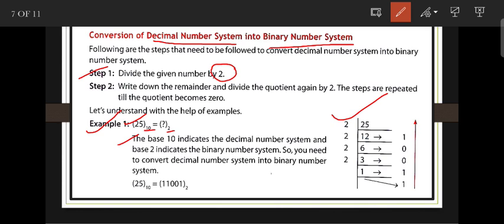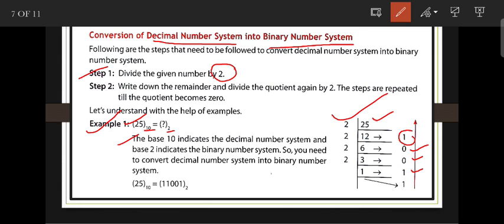Here you can see the conversion is already done. We divide 25 by 2, and the remainder is 1. Then you need to repeat these steps: 12 divided by 2, the remainder is 0. 6 divided by 2, the remainder is 0. Then 3 divided by 2, the remainder is 1, then 1.